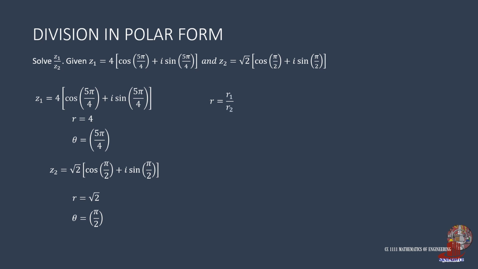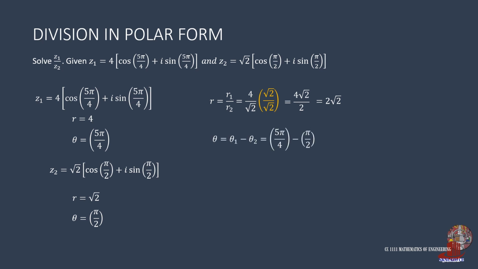The modulus of the resulting complex number is then solved as r1 over r2, and that is 4 over root of 2. Rationalize to eliminate the radical in the denominator, and get 4 root of 2 over 2. This is then simplified as 2 root of 2.